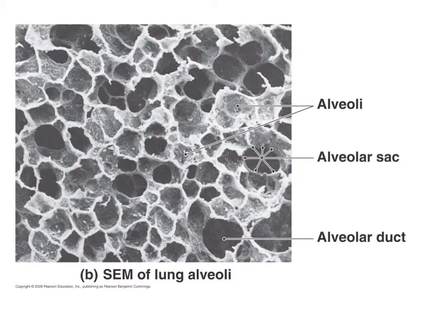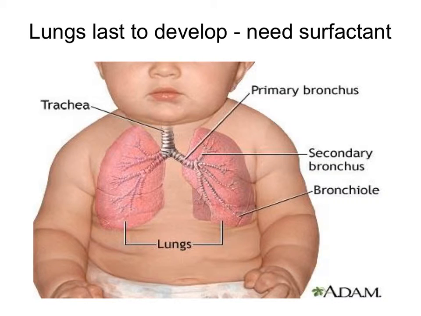So this is a scanning electron micrograph of the lung alveoli, and you can see the individual alveoli here and the larger alveolar ducts. I don't know if you've ever blown up balloons, but trying to blow up a really small balloon is a lot harder than trying to blow up a large balloon. And that has to do with something called surface tension.